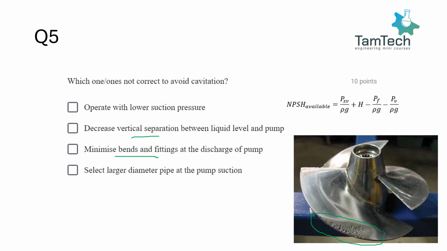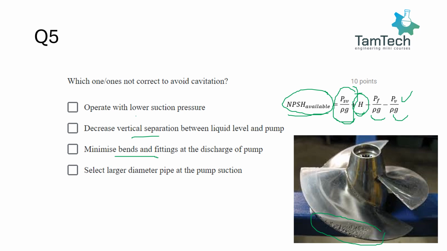In order to avoid cavitation, we have a very important formula: the NPSH available must be greater than NPSH required. The NPSH required is provided by the pump manufacturers, whereas the NPSH available is found out by the operational engineers. In the formula, we have PSV, which is suction pressure, plus H, total suction head, minus PF, frictional losses, minus PV, the vapor pressure. So in order to avoid the cavitation region, we need higher NPSH available. It means our suction pressure must be higher, our total suction head must be higher, whereas the friction losses PF and the vapor pressure PV must be lower.